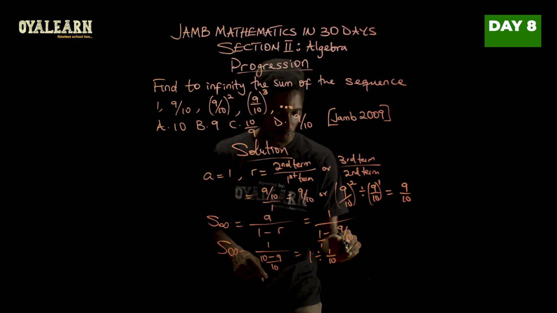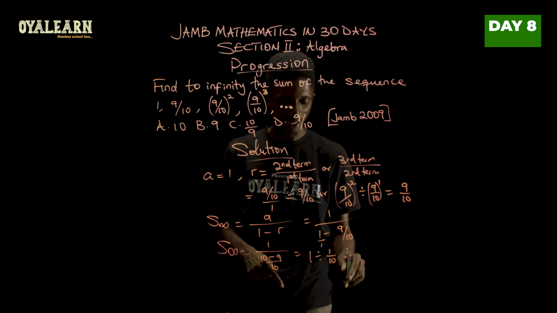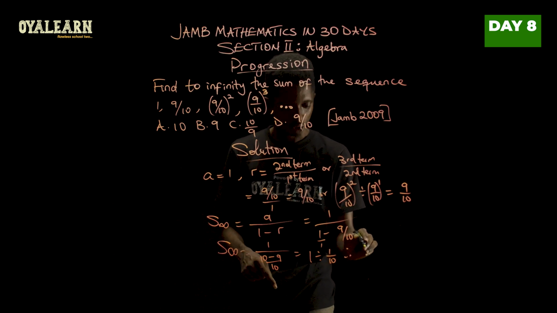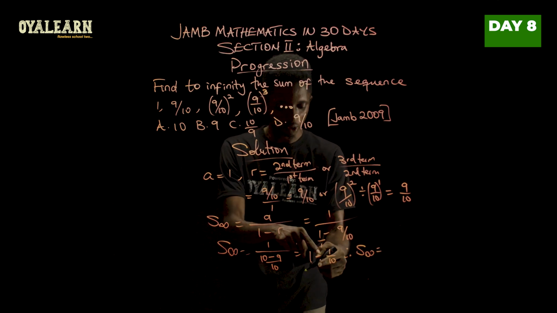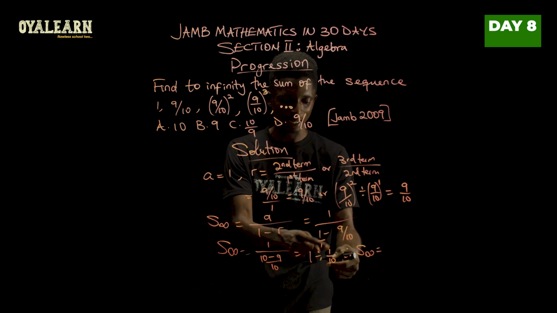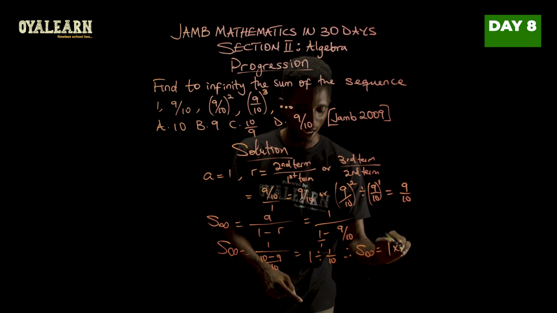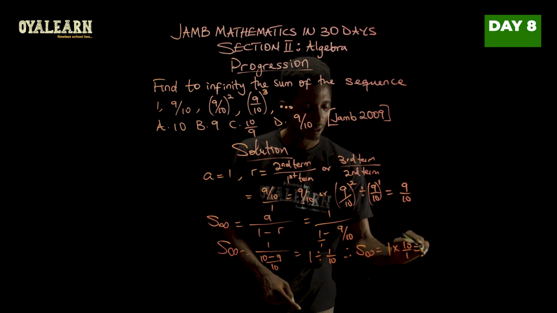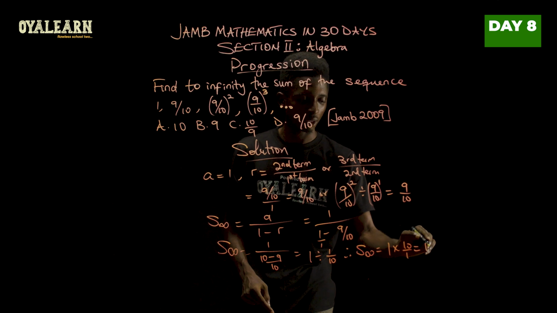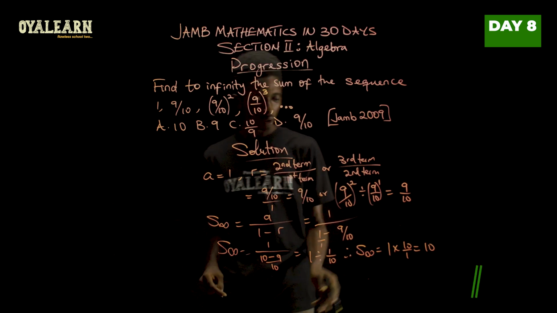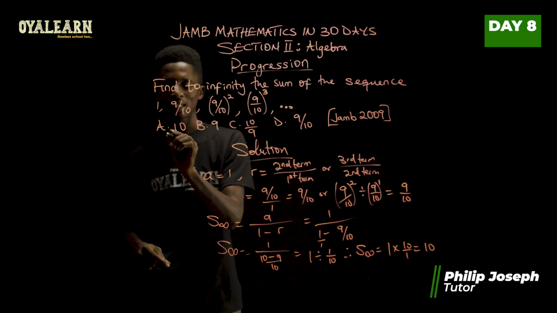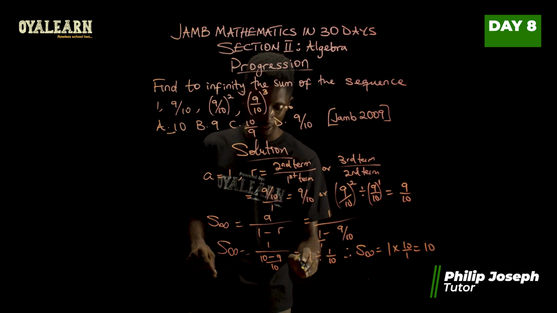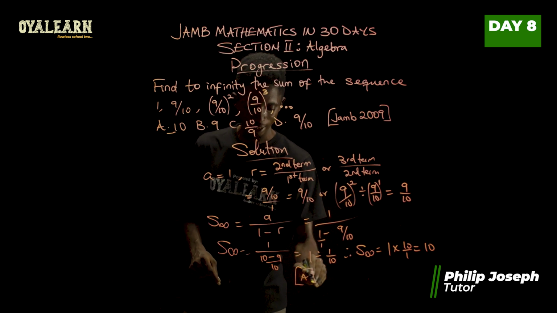So, therefore, we can then say that our sum to infinity is, now when we change this to the multiplication sign, we will flip it. So, it will be 1 times 10 over 1. And 1 times 10 over 1 will give you 10. So, the sum to infinity is 10. So, the correct option is A.